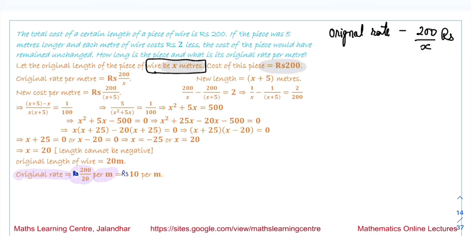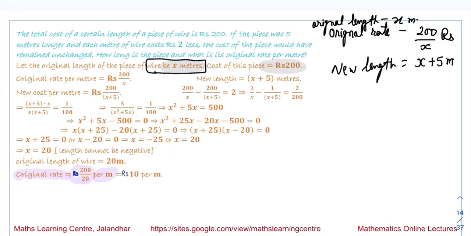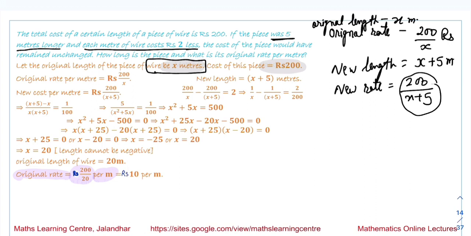Now the original length we have considered is x meter. The new length we are talking about is x plus 5 meter. It is given that if the piece was 5 meter longer, then each meter of wire costs rupees 2 less. So the new rate that we have will be 200 by x plus 5, and it is given that the difference between these two values is 2.